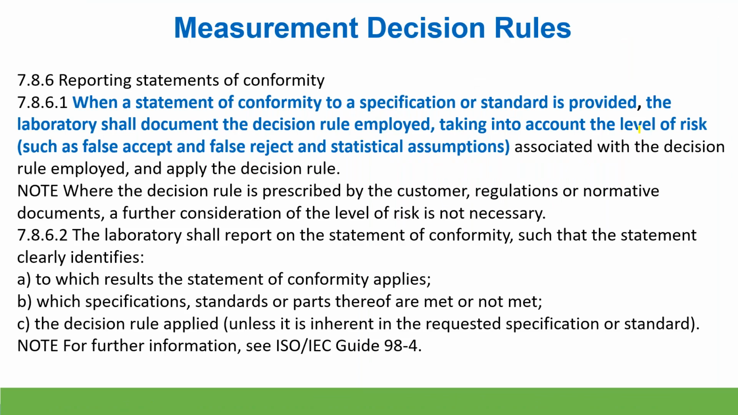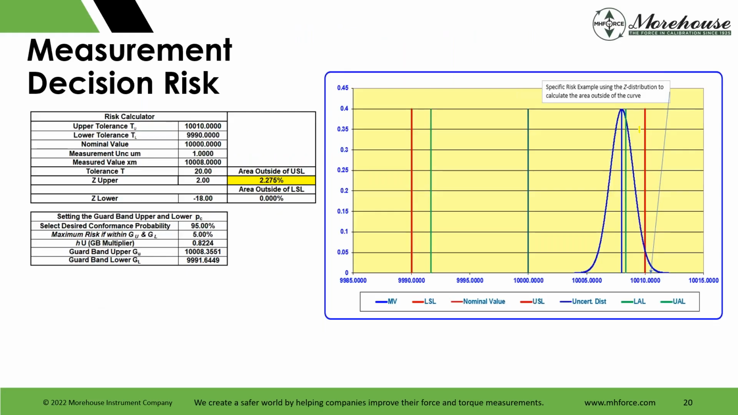We get into decision rules. We get into that third important piece here, and that says when a statement of conformity to a specification or standard is provided, ISO/IEC 17025 says the laboratory shall document the decision rule employed, taking into account the level of risk such as false accept and false reject and statistical assumptions associated with the decision rule employed, and apply the decision rule. So what is that, right? What are we doing? What does that look like? Graphically, here's something that I just worked up.